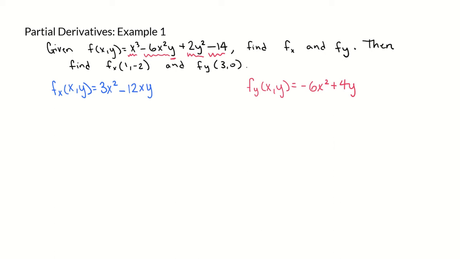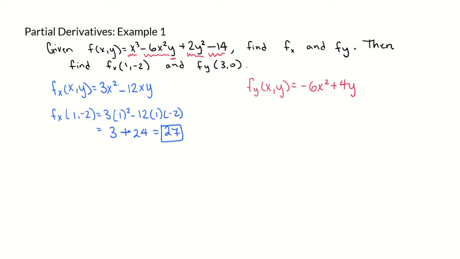And now we'll plug in these 2 points. So f sub x of 1, negative 2 gives 3 times 1 squared minus 12 times 1 times negative 2, which is 3 minus 12 times 1 times negative 2, which is negative 24. So 3 plus 24 gives us an output of 27.